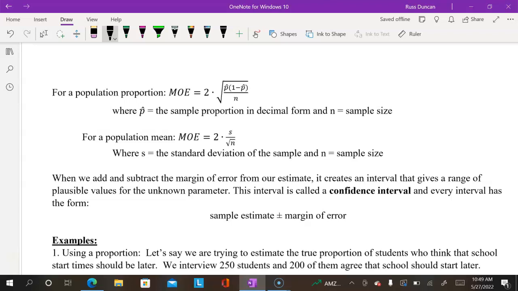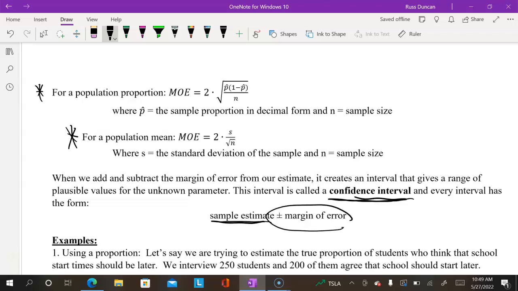Now, let me tell you, on a state test, they're probably going to give you these formulas. On the practice problems, they gave us this one. So I wouldn't worry about memorizing these too much, okay? All right, but where we find our confidence interval, which is how confident we are in something, is the sample plus or minus the margin of error.